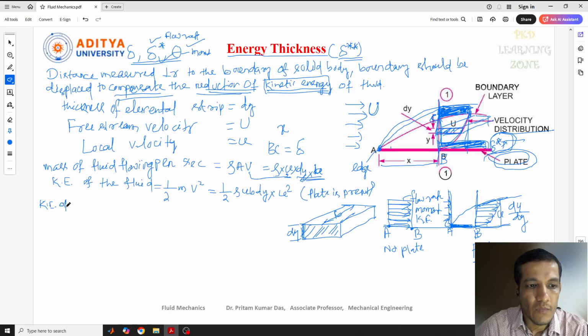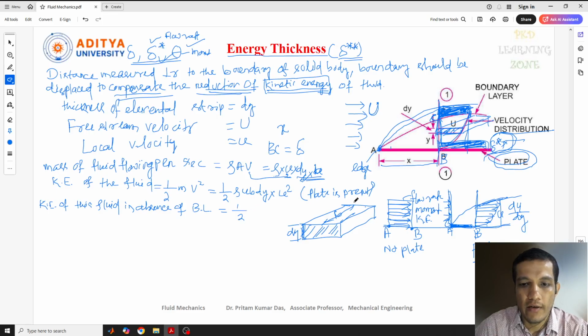the kinetic energy of this fluid in absence of boundary layer. So this one we can write as half. In absence of boundary layer means the boundary layer is not there, so the total free stream velocity is flowing here. The mass flow rate will be there. This plate is not there, so boundary layer is not there. Which velocity will strike this elemental strip? Obviously the velocity U strikes it.